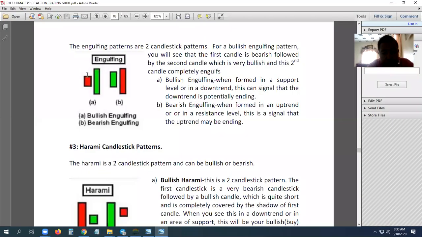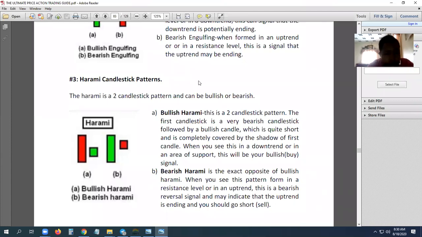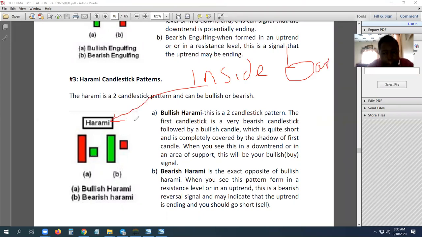It's called Harami. Now, the Harami candlestick pattern is also called the inside bar. Now, this is inside. It's called an inside bar. So that's what we call the Harami, inside bar. And sometimes it's also called mother and son.